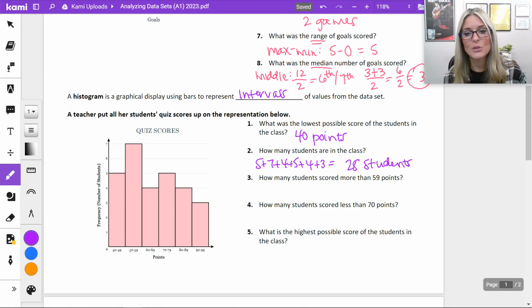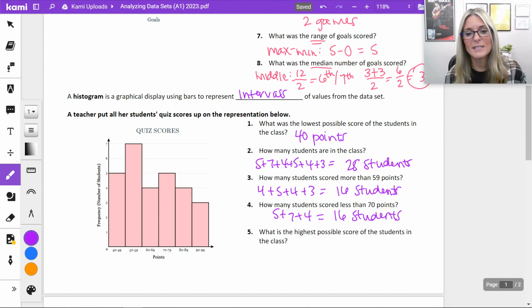Number 3, how many students scored more than 59 points? Kind of just like the earlier problem, more than 59. So here's 59. We want these groups. So that's going to be 4 plus 5 plus another 4 plus 3, which gives us 16 students. Number 4, how many students scored less than 70 points? So here's the 70. We want these 3 groups that scored less. So 5 plus 7 plus 4 also gives us 16 students.